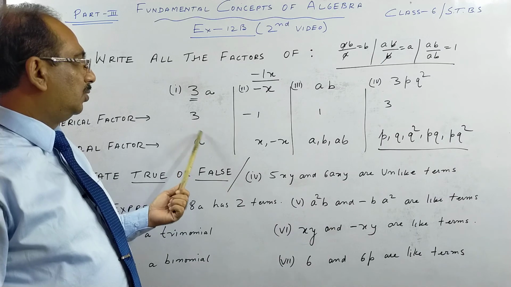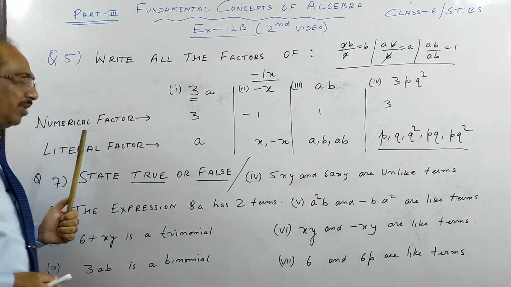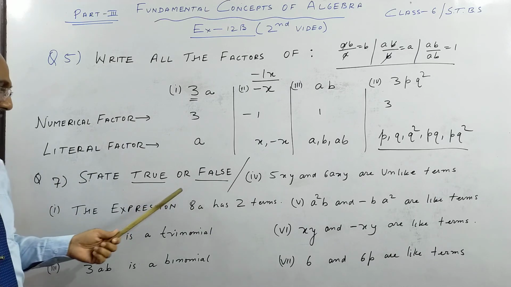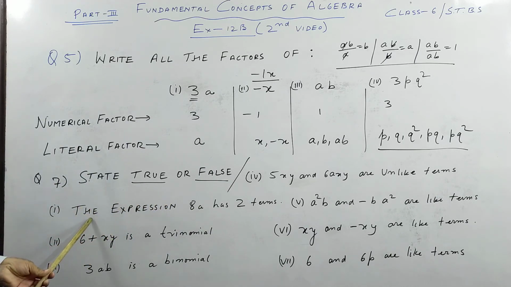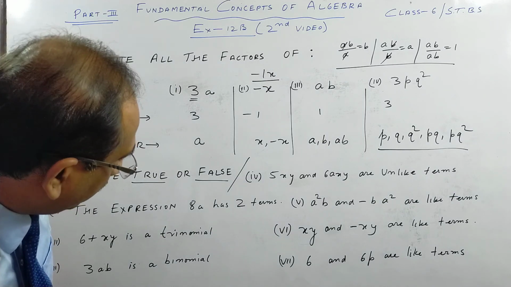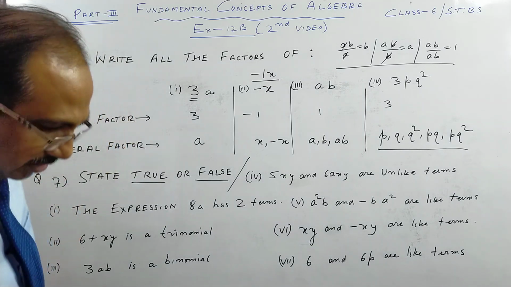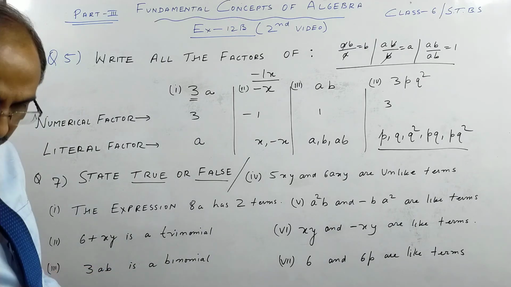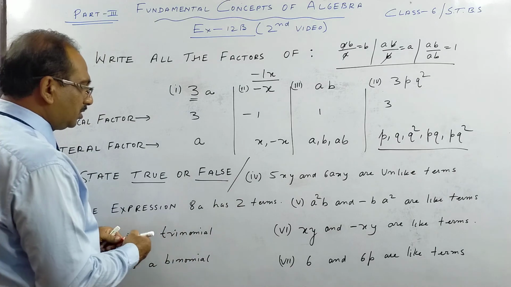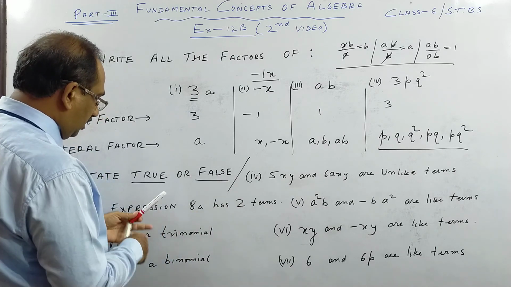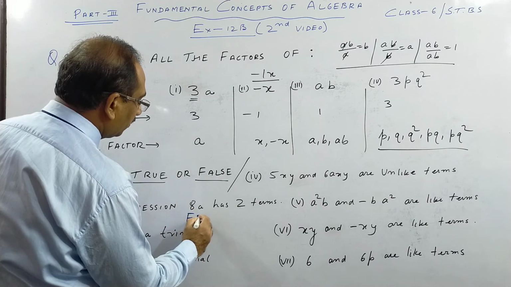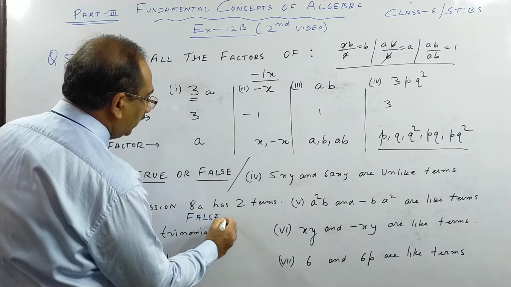Okay, so this is our question 5. State true or false. Now see the next part. Here I'll use a blue colored pen to write true or false, and a red colored marker to correct it. The expression has 2 terms. No, this is false. So this is your false. It has only 1 term.